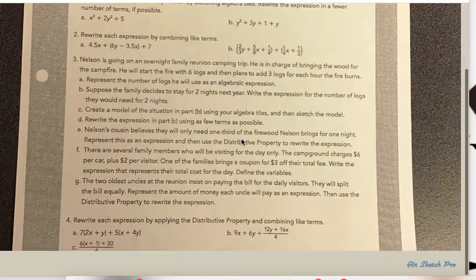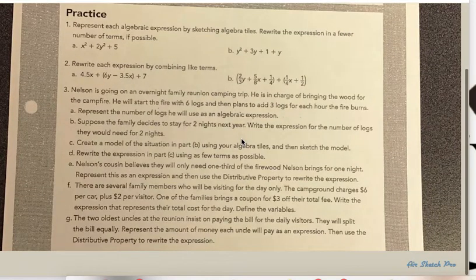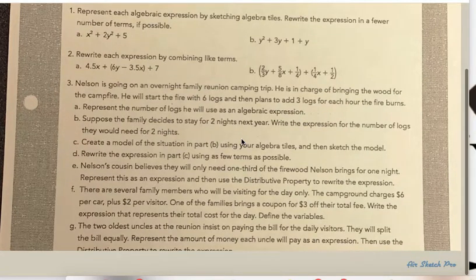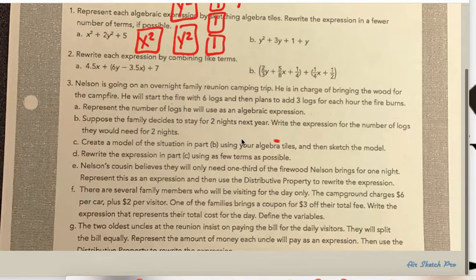And on your practice, the first part says represent the algebraic expression by sketching tiles, and then rewrite the expression in fewer number of terms. So here, I just have an x squared. If I was drawing the tiles, I would draw a box, and I would put x squared inside it. Then I would do another box, and I would put y squared. I would put another box and put y squared, and then I would put a 1, a 1, a 1, a 1, and a 1, because that gives me a total of 5. That's what the algebraic tiles would look like.